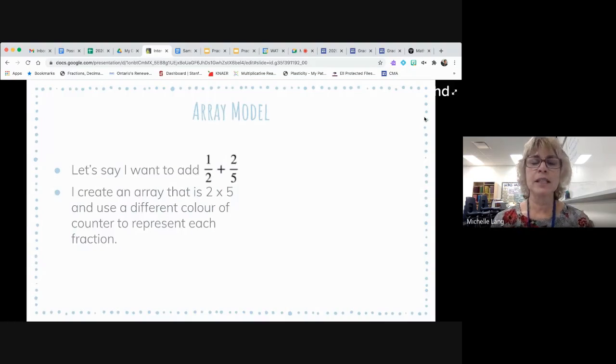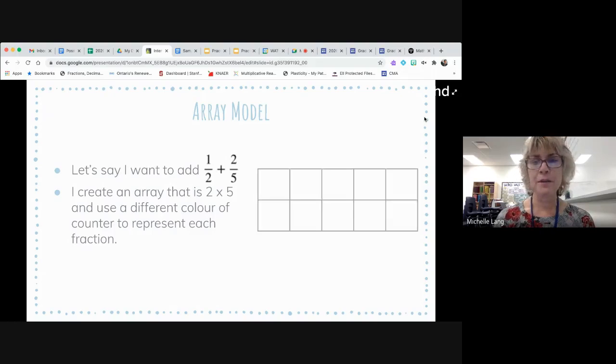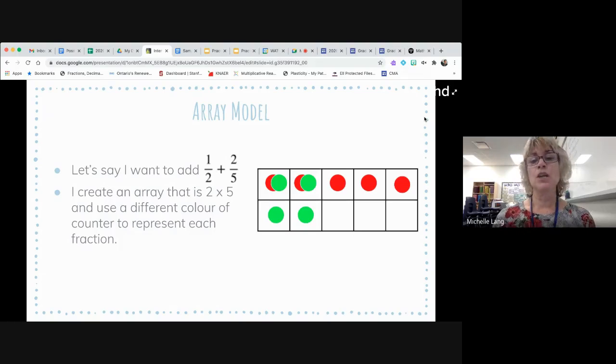Okay, so let's get into some of the models. If I want to add 1/2 plus 2/5, one model I can think about is the array model. Because I'm adding halves and fifths, I'm going to create an array that is 2 by 5, and I'm going to use a different color to represent each fraction. So you can see that I have half, 1 out of 2 rows, covered in red, and 2/5, 2 out of the 5 columns, covered in green.